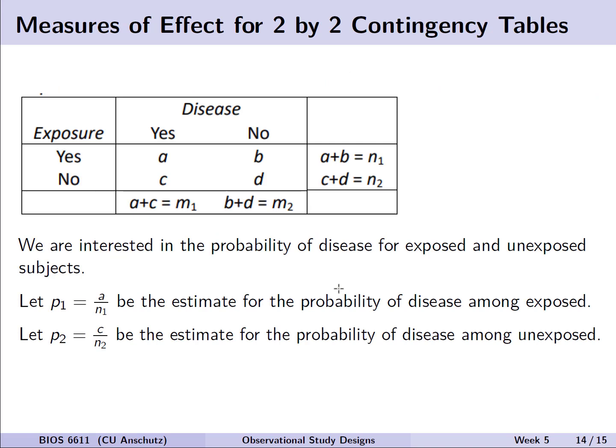Oftentimes we're interested in estimating the probability of disease for those who were exposed versus unexposed to see if there might be some relationship, or if it's a protective or harmful factor. Based on the summaries in this generic 2x2 table, we can calculate P sub 1, or P1, as an estimate of the probability of disease among those exposed, where we take those who are both exposed and develop the disease divided by the total number of people exposed. Likewise, we can estimate the probability of disease among those who are unexposed by taking those who develop the disease but don't have the exposure, dividing by the total number of people who didn't have the exposure.